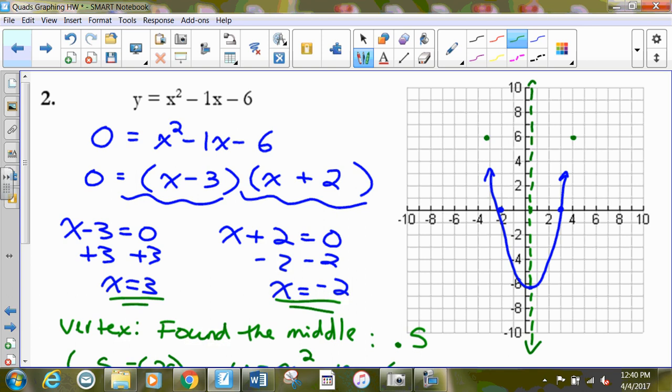So once again, the question asked for what values for x will give us a 6 for our y? And our answer is 4 and negative 3.